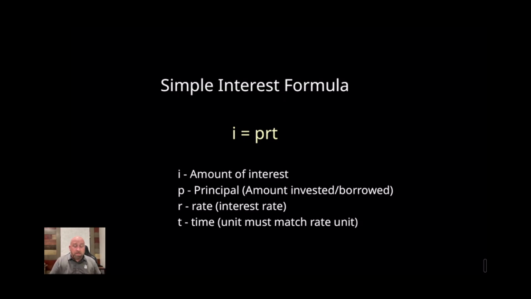All right, and then we have time. T stands for time. Now the time is how long did you let the bank use the money? 1 year, 2 years, 5 years, 1 month, 1 day, whatever it is. Now notice it says that the unit must match the rate unit. So if your interest rate is 3% per year, then this time would have to be in years. So if they give you the problem in months, we would have to convert the months to years.